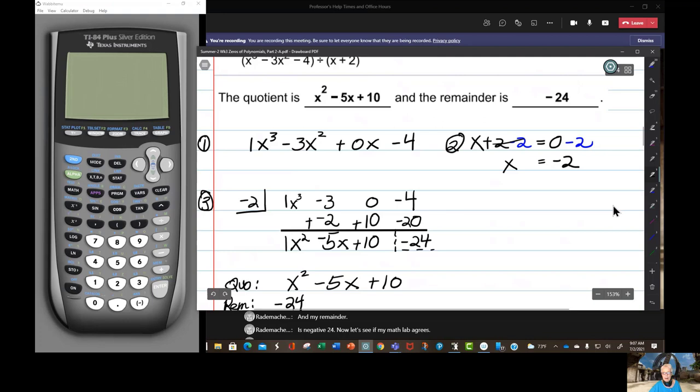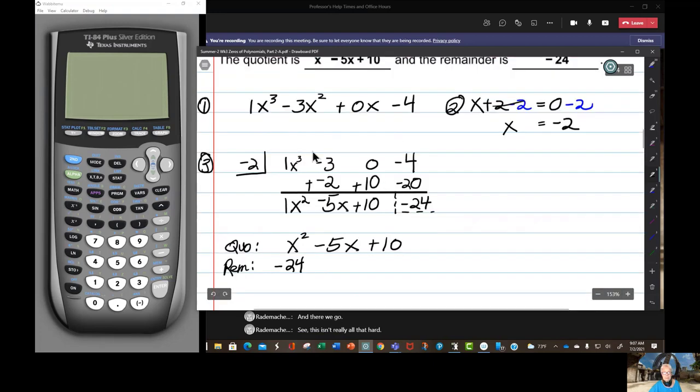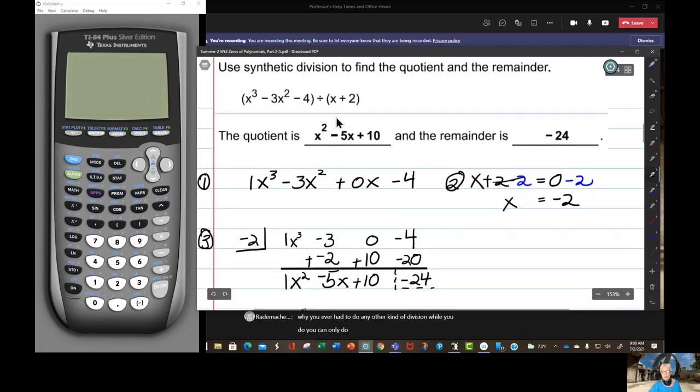And there we go. See, this isn't really all that hard. You just have to make sure that all of your terms coming down from the leading term are accounted for. You'll get the hang of this really quickly and you'll wonder why you ever had to do any other kind of division. Well, you do. You can only do this when you've got a binomial factor. And that's it. There's no justice. What can I say?